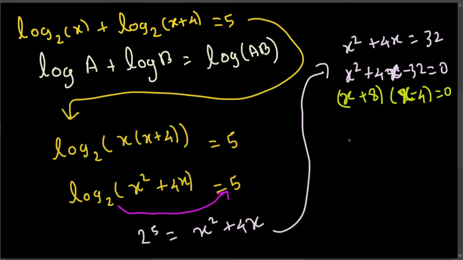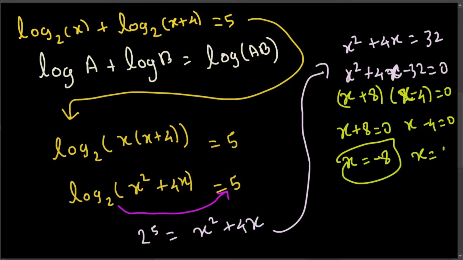Therefore x plus 8 is equal to 0, and also x minus 4 is equal to 0. Therefore x is equal to negative 8, and also x is equal to positive 4. But here we are not done yet. We have to do a check. Whenever you place log 2 of a negative value like negative 8, you will get an error. You can try it in your calculator, you will get an error. So we are not going to get an answer for this.